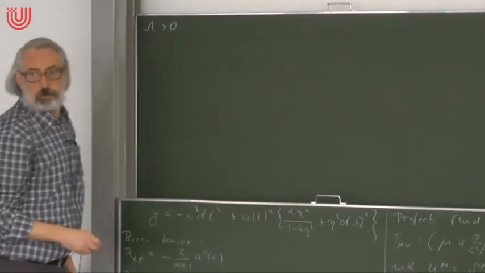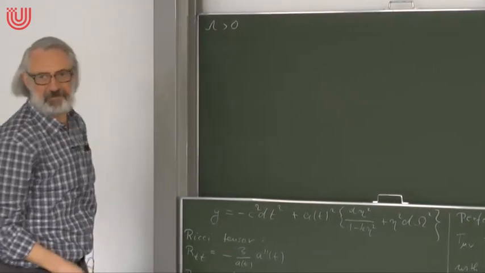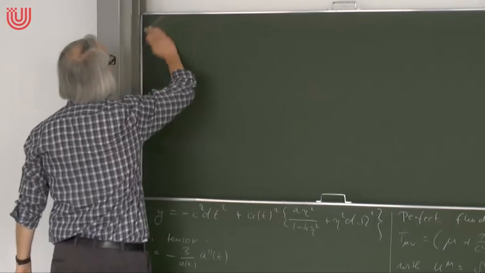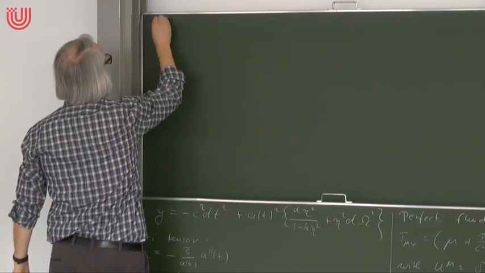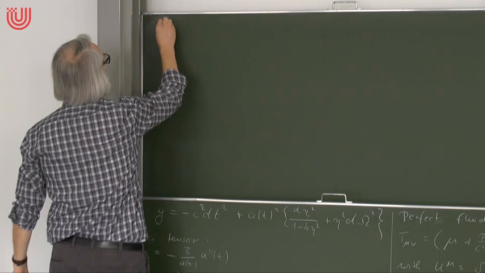I'm sorry? What is the de Sitter solution? This is de Sitter. We will come to it. This is de Sitter. Yes, exactly. No, it's not B, it is 2.